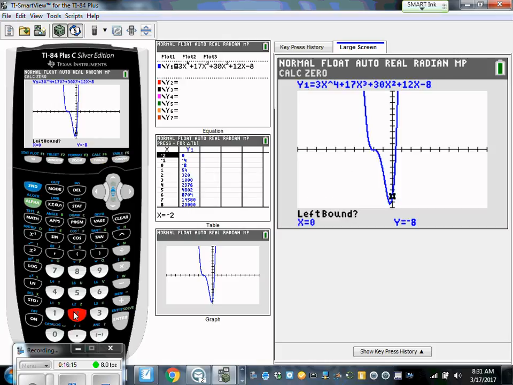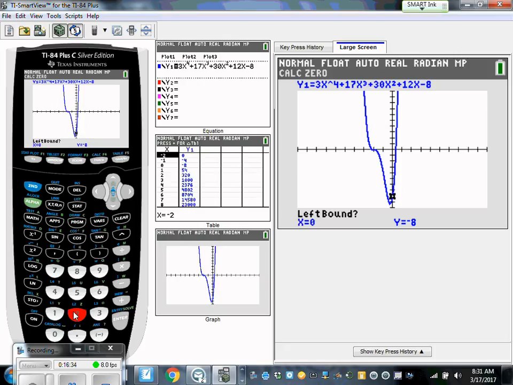Do you remember the whole left bound, right bound? Did we talk about that in here one other time? It's asking you that again, left bound, right bound. So left and right should say upper and lower. That's really what it should say. Left bound in this case is going to be below.